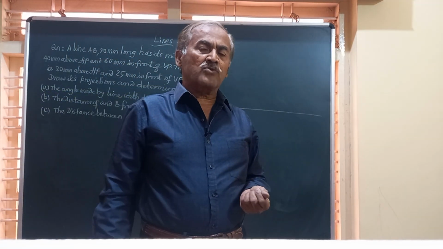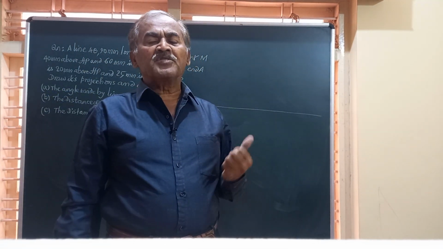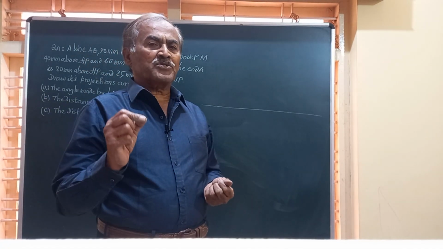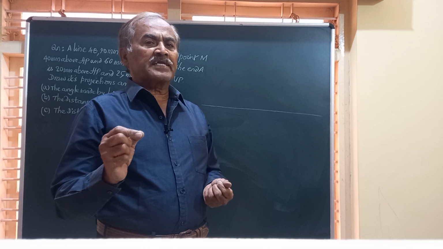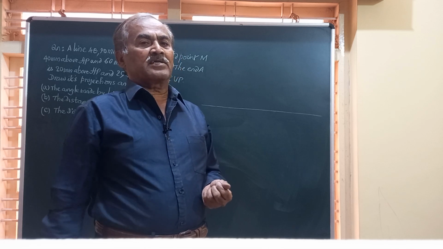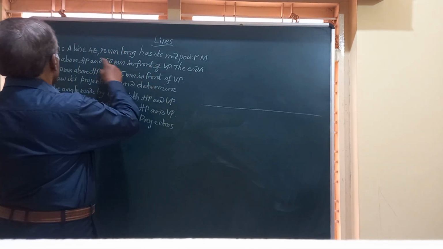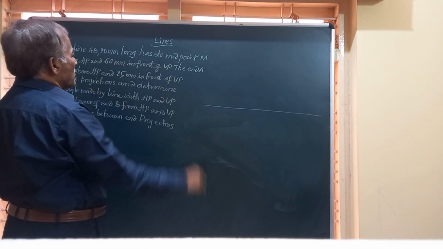Hello friends, good afternoon. In this video, we are going to work out a problem on the projection of a line connected with the midpoint. The question for today's video reads like this. A line AB, 90 millimeter long.